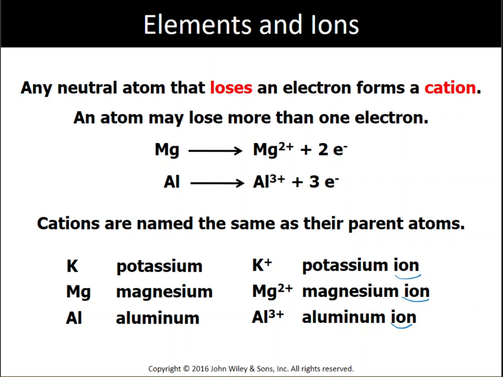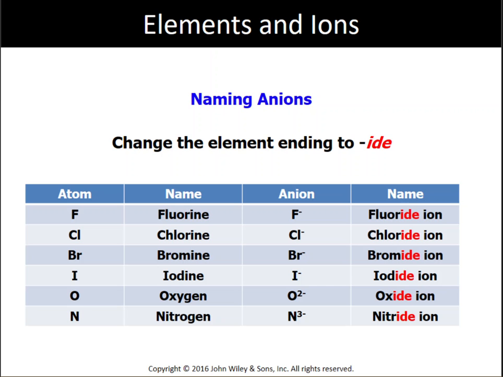Now, let's see how we name anions. Anions are formed from gaining of electrons. For example, chlorine, if it gains an electron, it becomes a chloride ion. So gaining of electrons results in the formation of an anion. Anions have a negative charge on them.